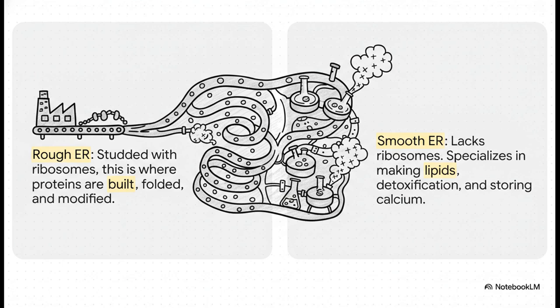It's got two major divisions. The rough ER, you can see it's all bumpy, is covered with those ribosomes we just mentioned. This is the main assembly line for proteins that need to be shipped out of the city or installed in the city walls. Then you've got the smooth ER. It's more of a specialized chemical plant. It's where the city makes lipids, gets rid of toxins, and stores important stuff like calcium.